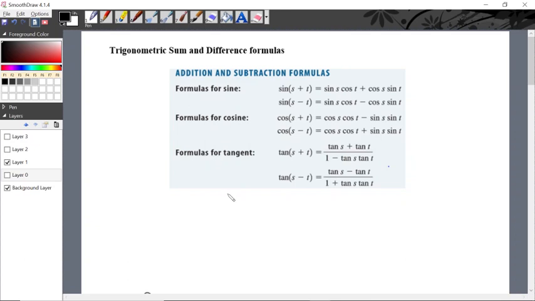So now we've been introduced to the fundamental trigonometric identities. We can expand upon our list of identities and formulas in trigonometry, moving now into the addition and subtraction formulas, which can also be called sum and difference formulas for trigonometric functions. Here we have them defined for the sine, cosine, and tangent.